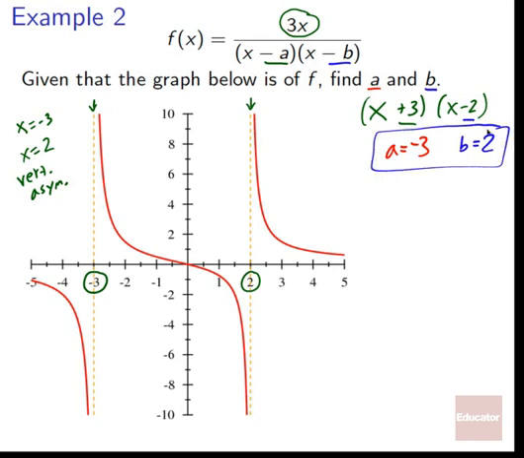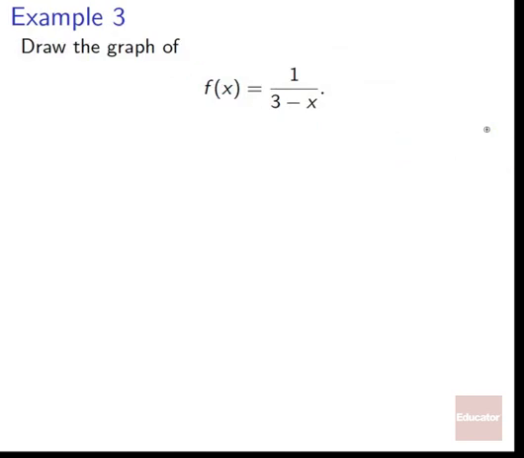All right. Third example, draw the graph of f of x equals 1 over 3 minus x. Pretty simple one, so we don't have to worry about factoring. It's already been factored, and there are clearly no common factors to cancel, so we can just get right to it. First, we notice that we've got a vertical asymptote at x equals 3, because when we plug in 3 minus x, we've got 3 minus 3, so we'd have a 0.